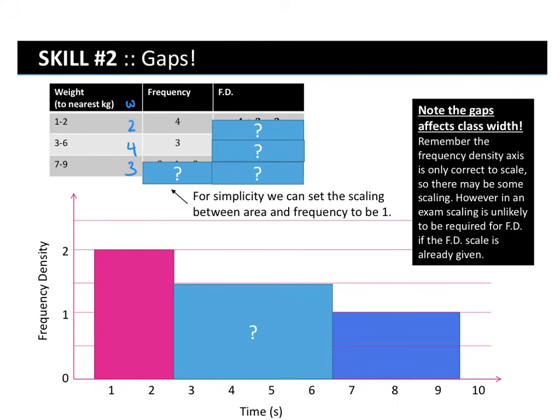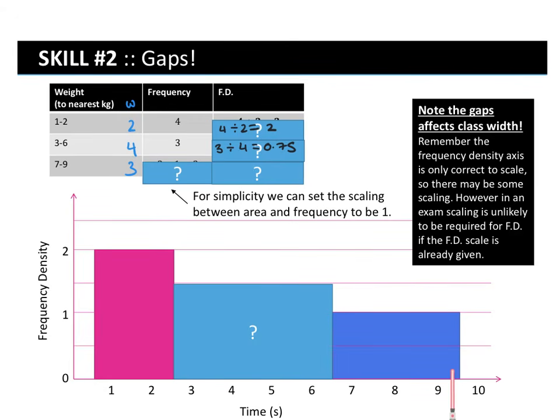They've given us our frequency, and we know our frequency density is frequency divided by class width. So we're going to have 4 divided by 2, which is 2. For the next one, frequency divided by class width, 3 divided by 4, 0.75. Now, you notice with a graph, they draw it in between, just like when we find the interpolation, we change it. They take away 0.5 from each. This is the scaling that you have to draw.